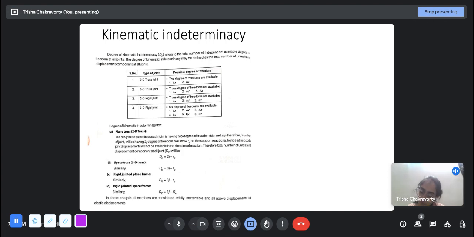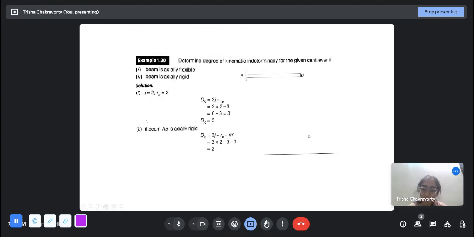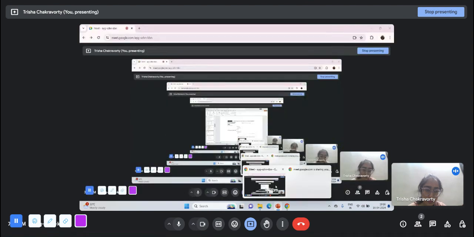Rigid jointed plane frame also is 3j minus re, and rigid jointed space frame is 6j minus re. There are some special cases. For example, if some members are axially rigid, meaning that the delta x is restrained without a particular support reaction, the delta x itself is restrained. Then you will have a lesser degree of freedom, right? So the dk will be 3j minus re minus m'', where m'' is the number of axially rigid members, and in 3D it will be 6j minus re minus m''. We will look at some examples to see how these formulas are applied.